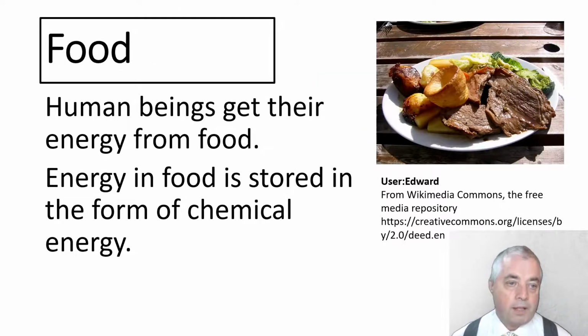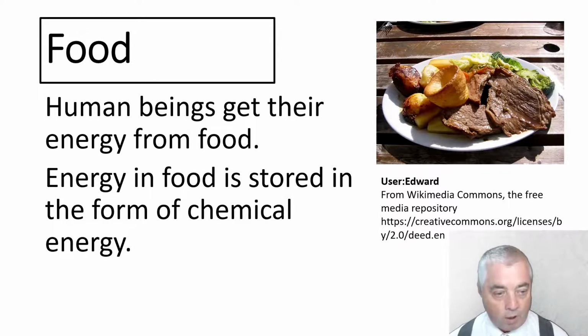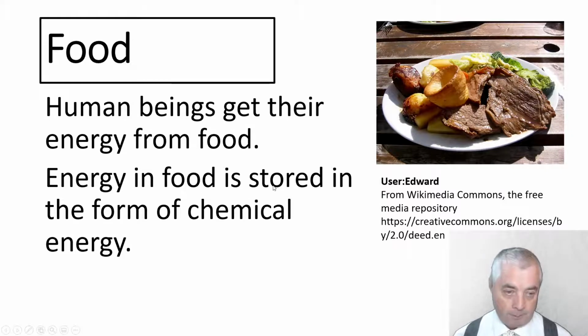One of the things that human beings are really interested in is, where do we get our energy from, the energy that powers us and our life processes. And basically that energy comes from our food. And energy in food is stored in the form of chemical energy. In another video, we'll talk about what exactly these different forms of energy are. But for now, we'll just leave it that food contains chemical energy.